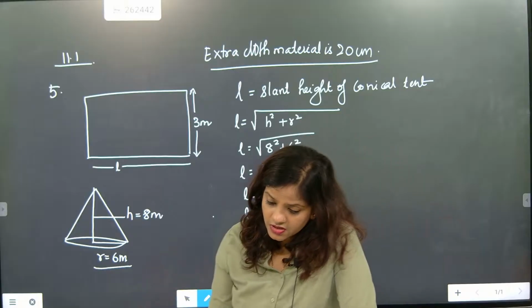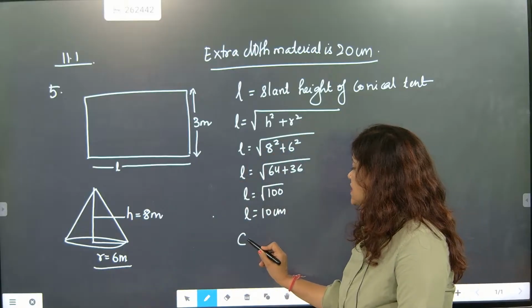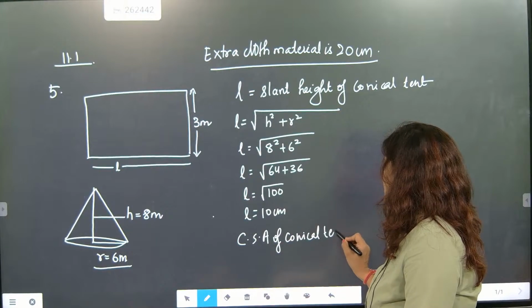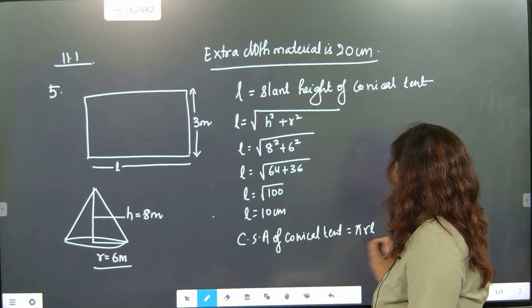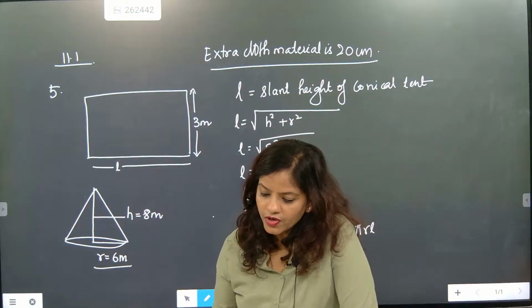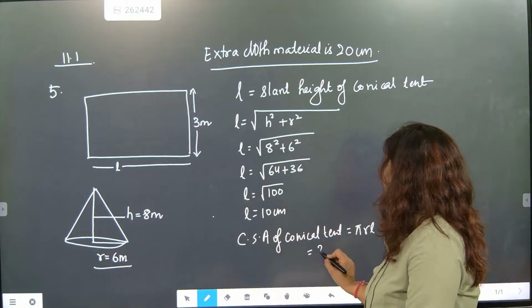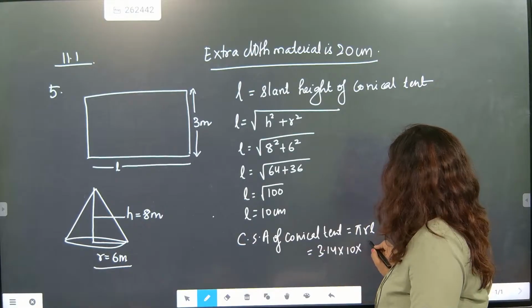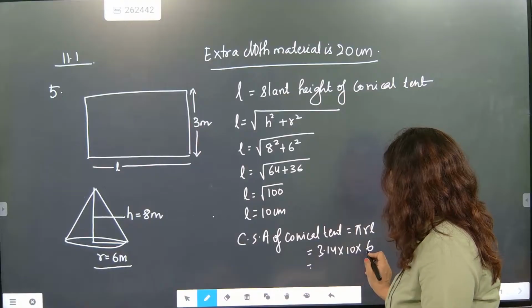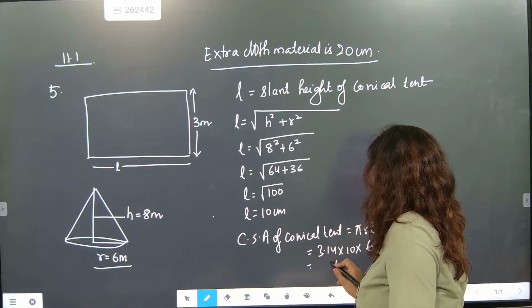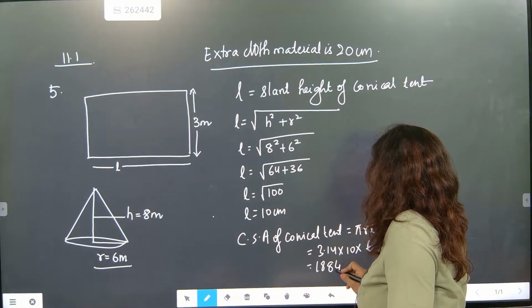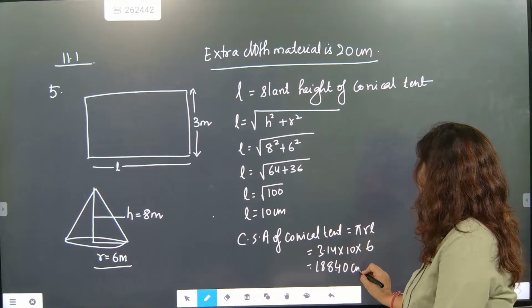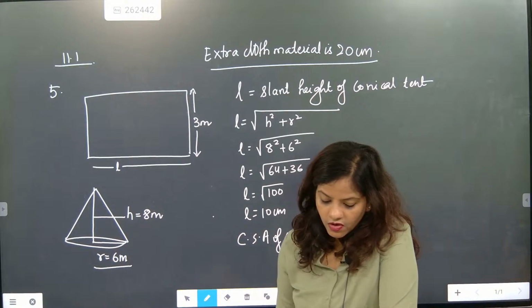Now what is the curved surface area of the conical tent? CSA of conical tent will be equal to pi r L. So pi we will take 3.14 into 10 into radius given here is 6. So here it will become how much, beta? 6 fours are 24, 6 ones are 6, 6 threes are 18. Now after 2 digits the decimal will come. So 188.40 square centimeter will become the CSA of the conical tent.